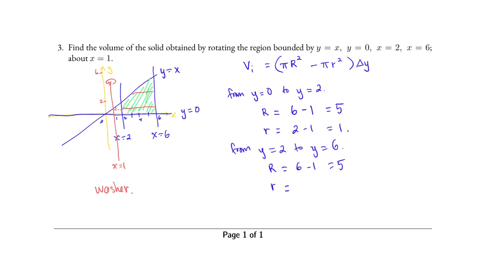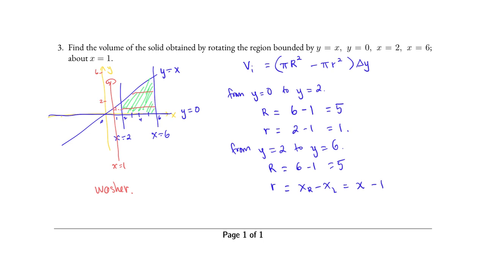The inner radius is the distance from the axis of rotation to the innermost boundary, but from y equals 2 to y equals 6, the innermost boundary is the line y equals x. So x right minus x left is now x, that is y equals x, minus the x on the left, which is the axis of rotation, x equals 1.